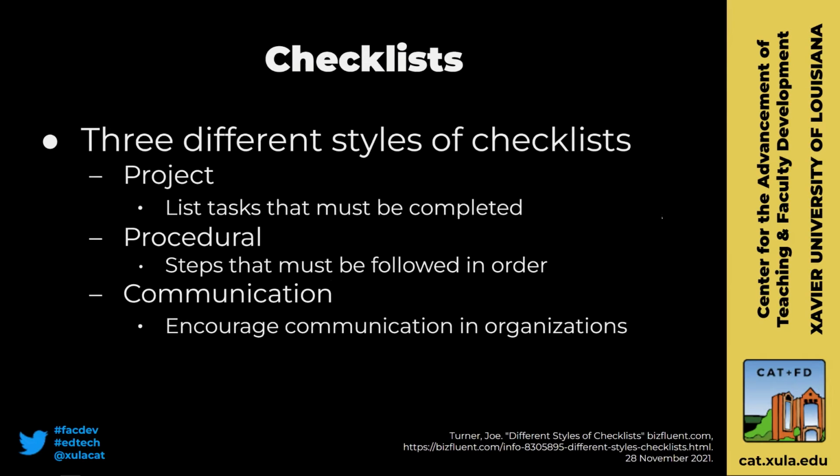In his article, Different Styles of Checklists, Joe Turner says there are 3 different styles: a project, procedural, and a communication checklist. And project basically lists the tasks that must be completed. Procedural is the steps that you must follow in order. And then the communication checklist encourages communication in organizations.